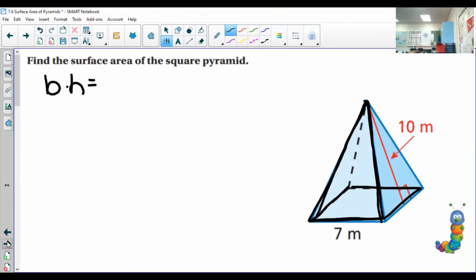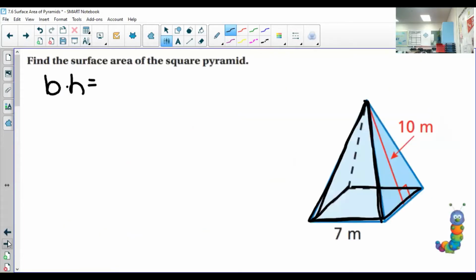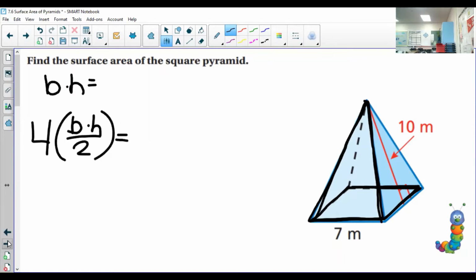There's 4. And if we look back at this diagram of one all open, what do you notice about all the sides? They are going to be all the same, because if we have a square on the bottom, then we know all the bases of those triangles are going to be the same. So all we have to do is take 4 times our triangle, just like that, okay?